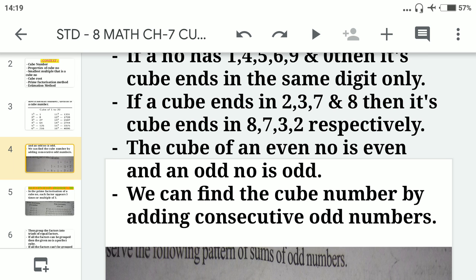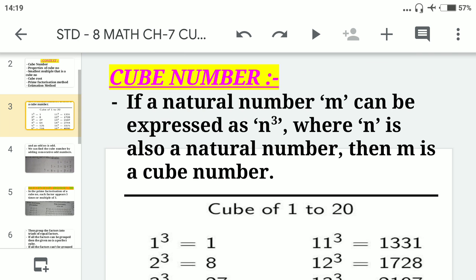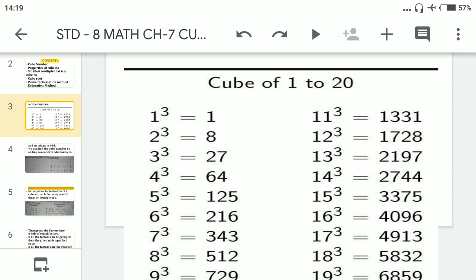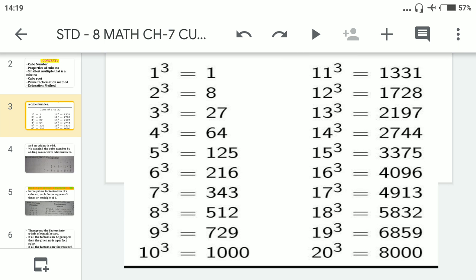Then if a number ends in 2, 3, 7 and 8, then its cube ends in 8, 7, 3, 2 respectively. The other 4 digits are left out. So if any number ends with 2, then its cube will end with 8. If any number ends with 3, the cube ends with 7. If any number ends with 8, the cube will end with 2. And if any number ends with 7, the cube ends with 3. So that's just the reverse of that number.